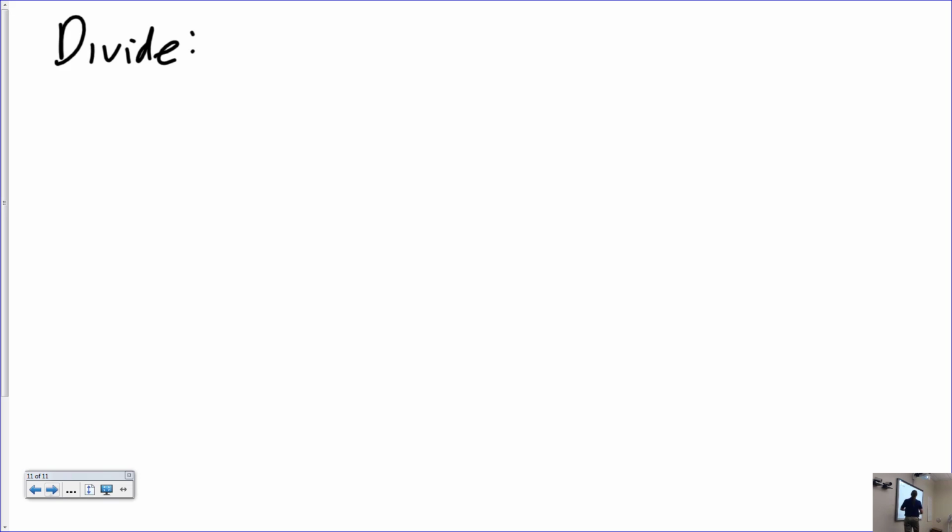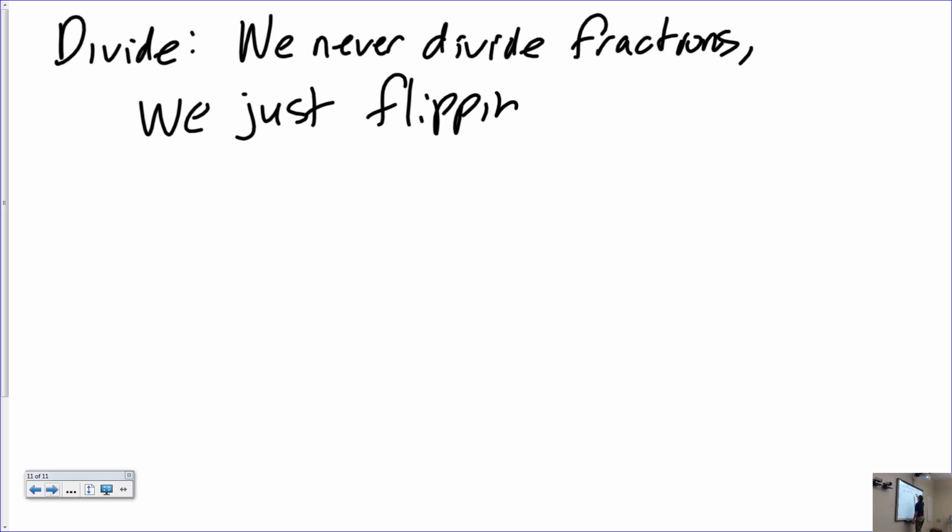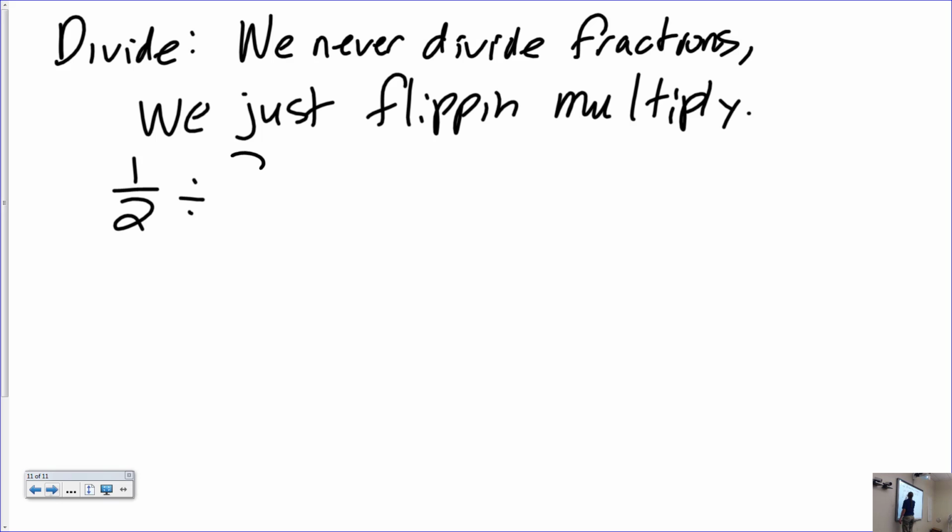When you divide fractions, here's my phrase that I try to get students to remember. We never divide fractions. We just flip and multiply. We don't divide fractions, folks. If you are asked to do 1/2 divided by 2/3, you will convert the division into multiplication.